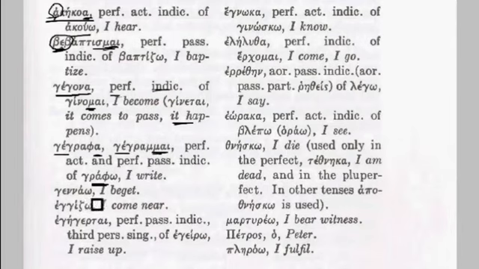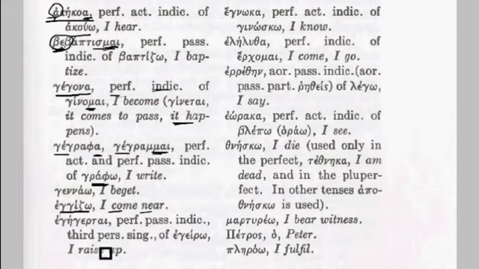Gennao is simply a contract verb. The first time we've had this one, it means "I beget." Of course, it's common in the New Testament, speaking of various people being begotten, and so on. Eggizo, the next word that we have here, is the word that means "I come near." And we're going to see in the exercises that word is used in a variety of ways, and so we'll hang on to that.